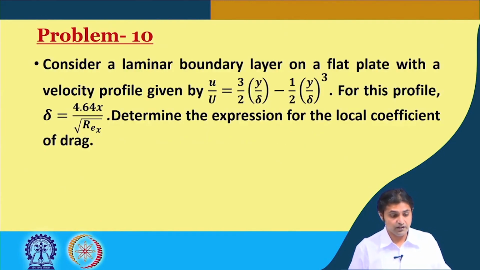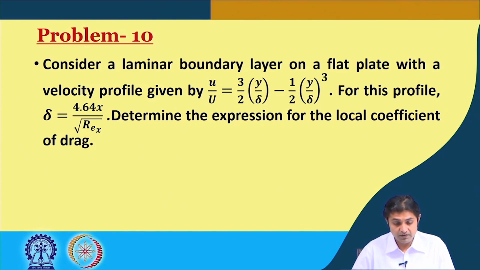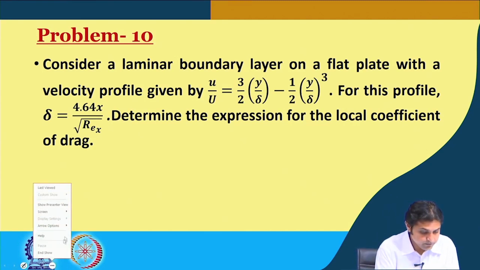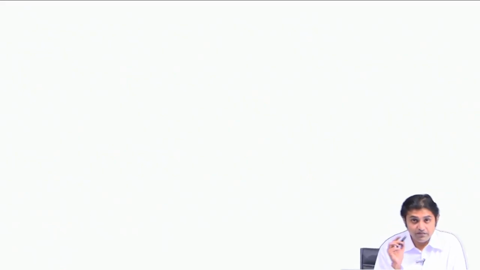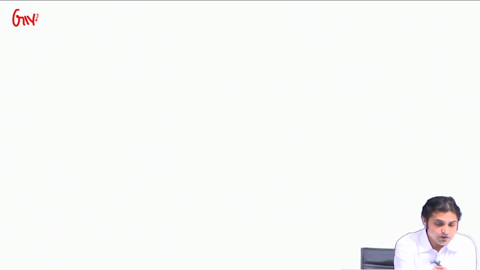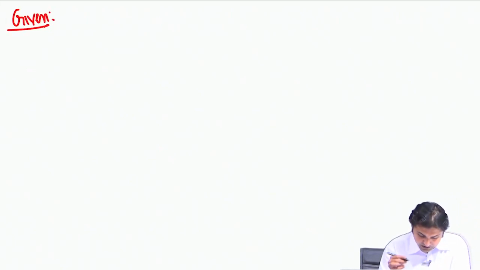We'll solve another problem. If we consider a laminar boundary layer on a flat plate with a velocity profile given by the cubic velocity profile, that is what we have seen. For this profile, we already know, determine the expression for local coefficient of drag. All right. So how to do that? Okay, so we know everything here before, so we will get directly to the point here.